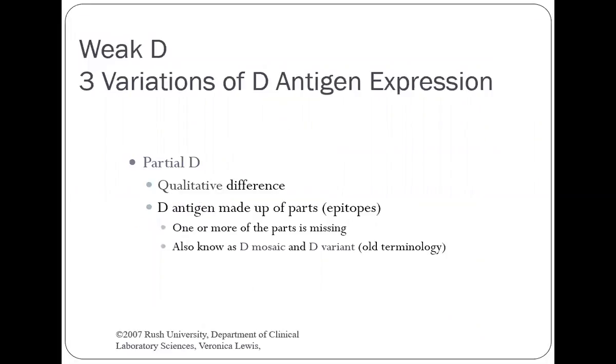And then finally, you can have a qualitative difference in partial Ds, which is also known as a D mosaic or a D variant. That's older terminology, but you might see that. But essentially, this is where the D antigen is made up of different epitopes, and one or more of the epitopes is actually missing. So it's a qualitative difference because we're not talking about a difference in numbers of antigen sites, we're talking about a difference in the actual structure.